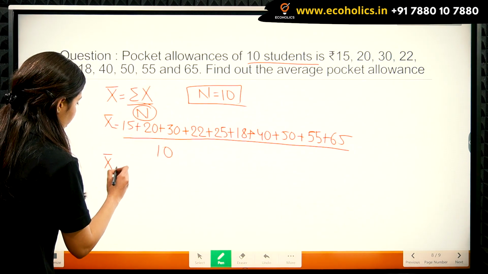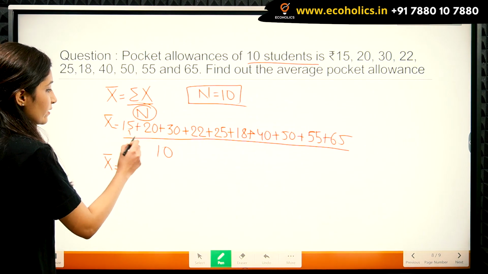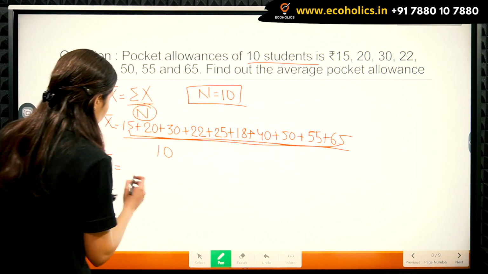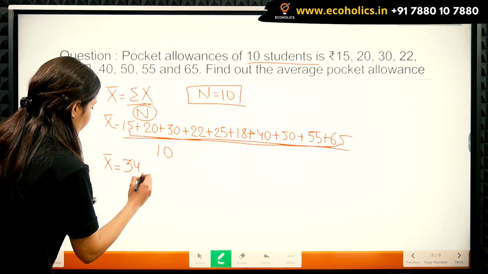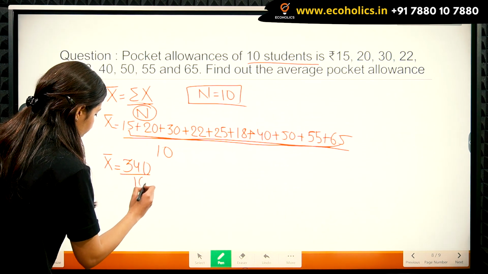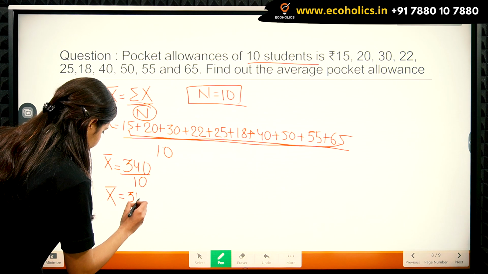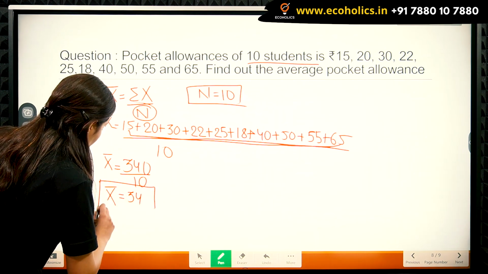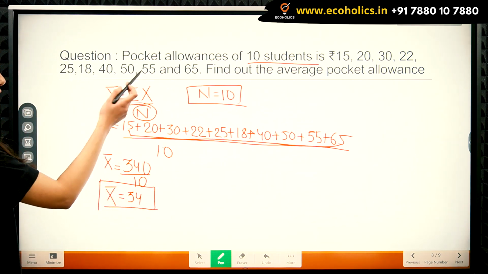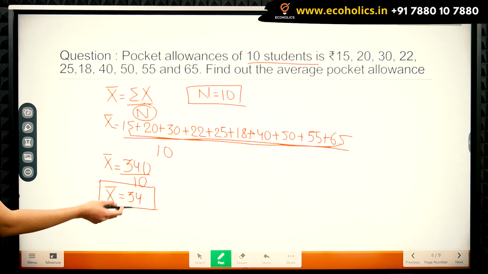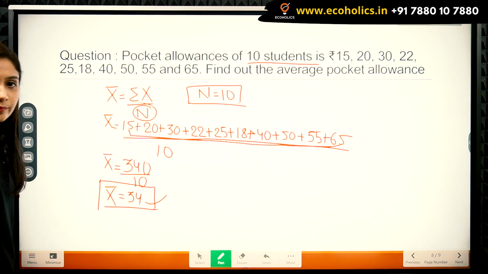X bar is equal to, so this sums to 340 divided by 10. So our x bar becomes equal to 34. So the average pocket allowance of 10 students is equal to 34.